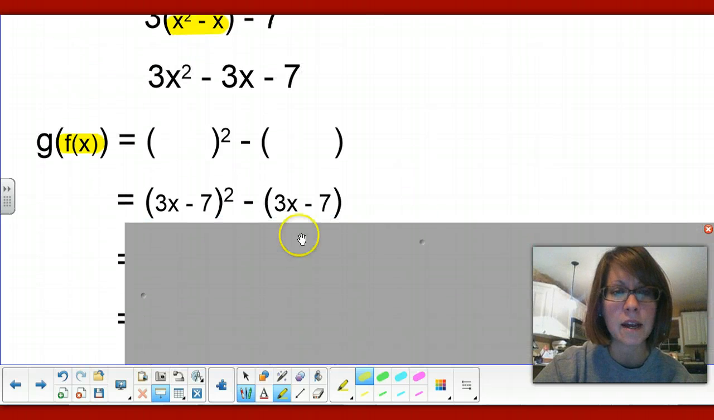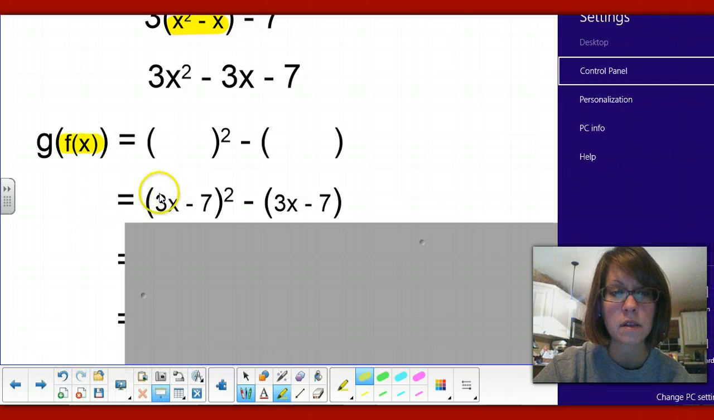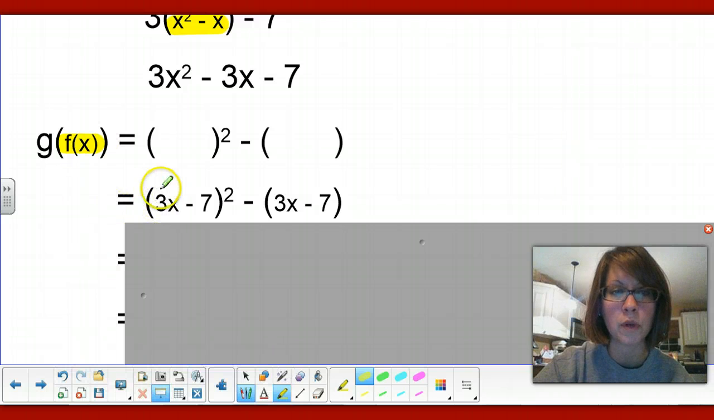So again, down here, I made the framework, x squared minus x, blank squared minus blank, and now we're putting the f of x into the blank. And then we will simplify. Now the simplifying is the tricky part.